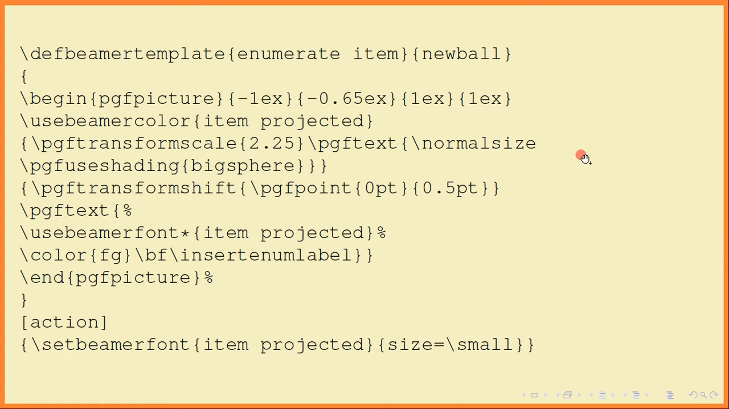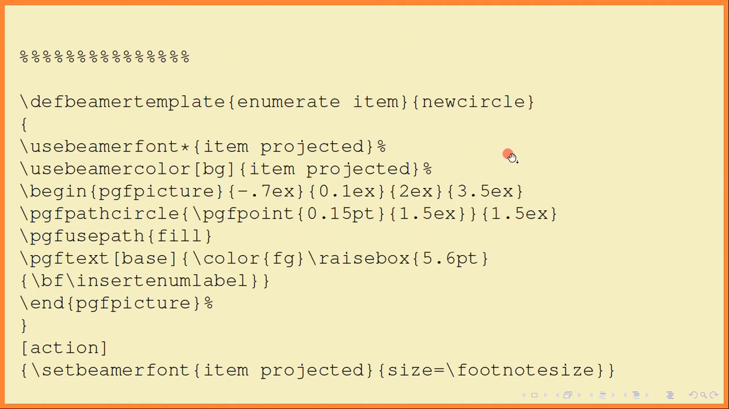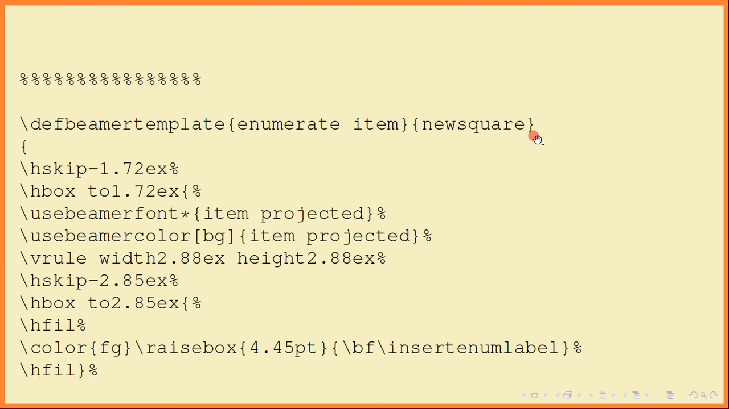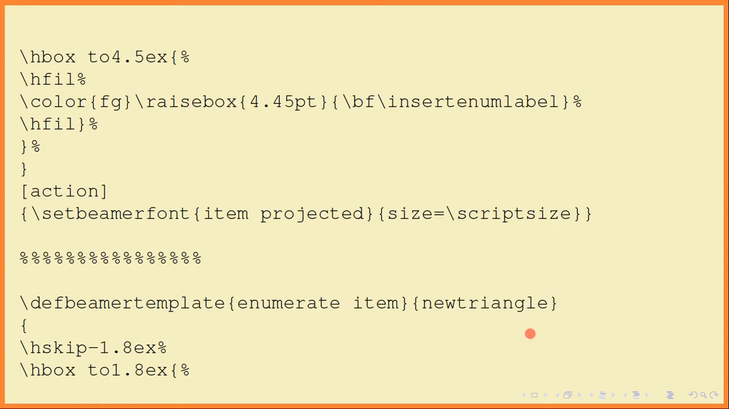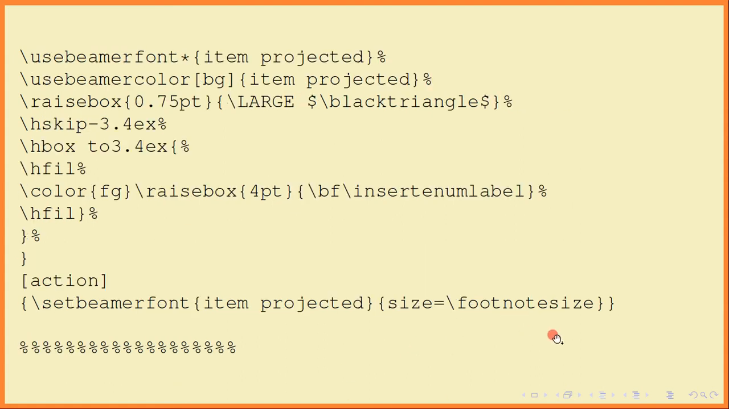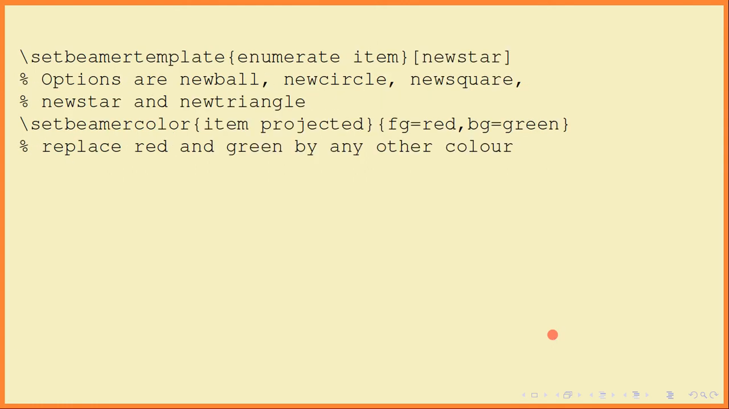So this part is for balls, then this part is for all those colorful circles, this part is for colorful squares, this part is for colorful stars, then colorful triangles, and this line is important.